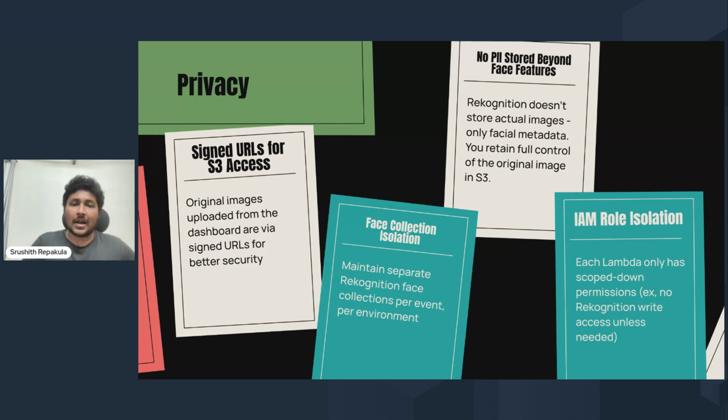Then what we have done is face collection isolation. As you may know, KonfHub is an event ticketing platform. There are hundreds and thousands of events that are organized. So every event has its own collection, which we talked about, like a folder, so that there is no leak of images across collections, or one image from here getting shown in another gallery. Then we use signed URLs for S3 access, which we talked about in the very beginning. Then IAM role isolation: each Lambda function only has scoped permissions. For example, Rekognition write access is only provided when it is needed.